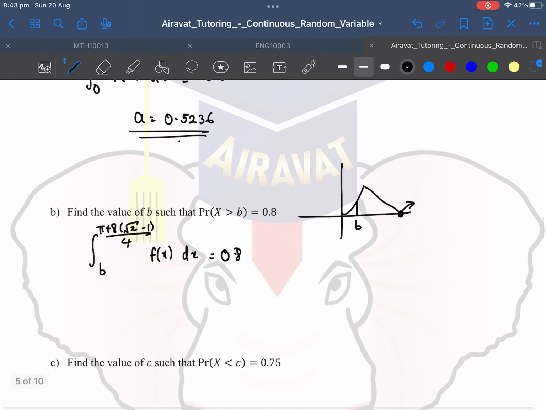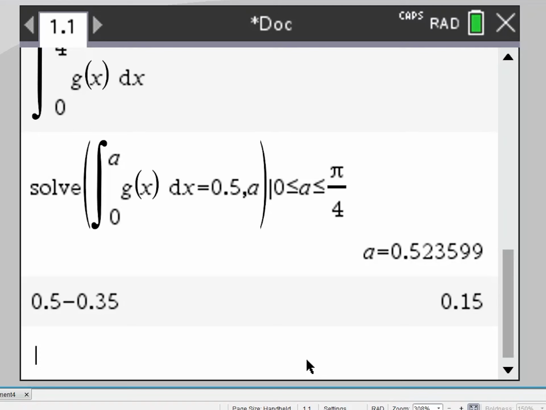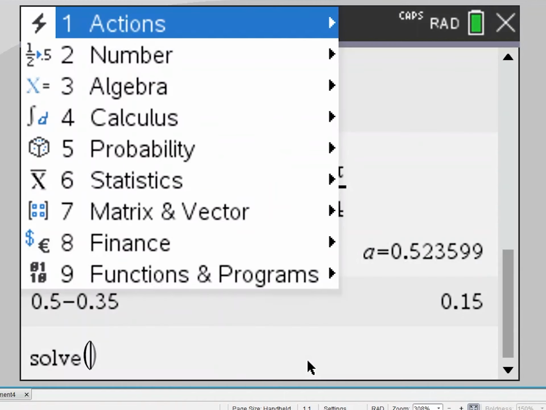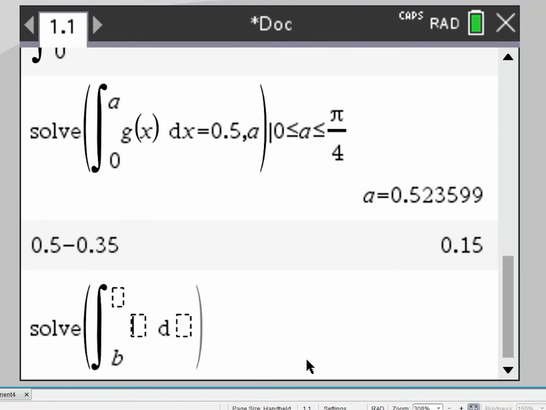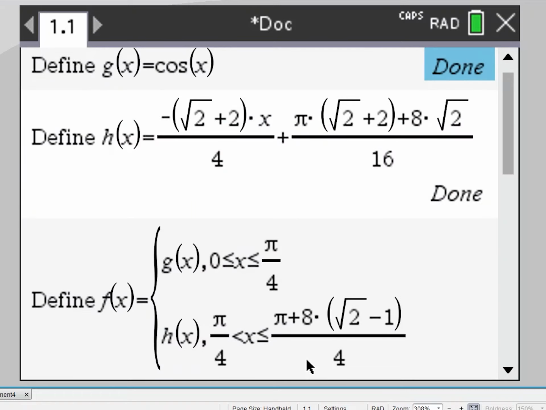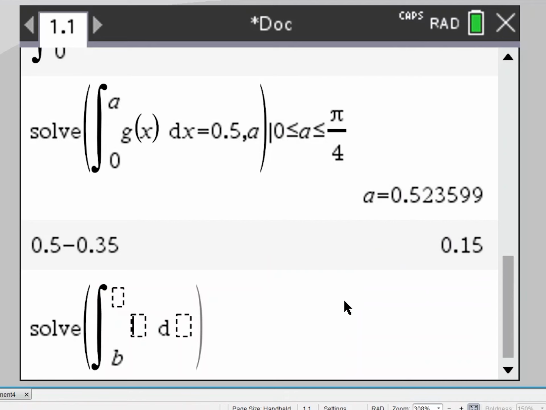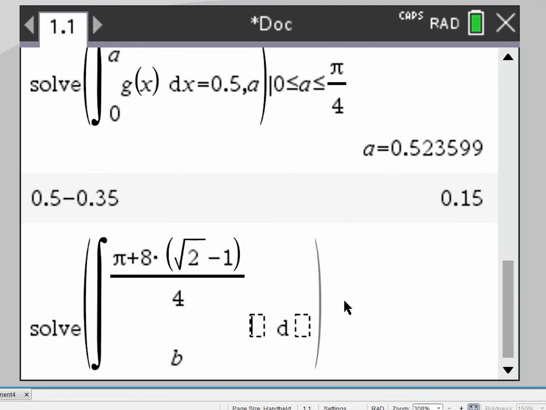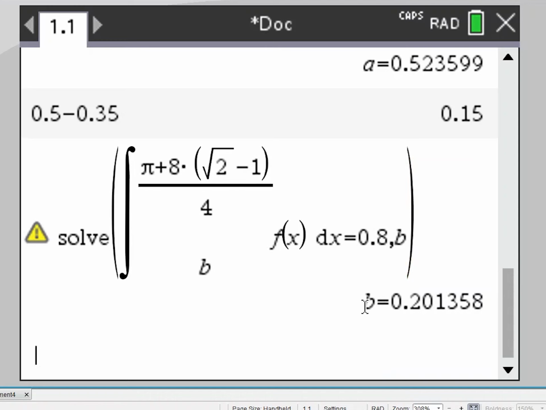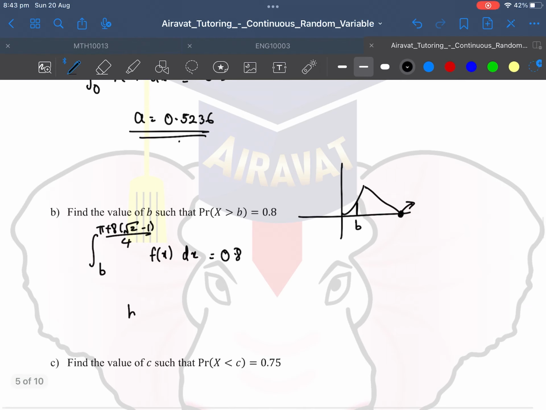So again, let's do this on CAS. Alright, so let's now find the value of b. We already have our integral set up. So menu 3 1, menu 4 3. Now our lower terminal is going to be b this time. The upper terminal is going to be the maximum value of the domain, so it's just going to be the massive surd that we have over here. So I'm just going to copy and paste this, Control C, Control V, and now f of x dx equals 0.8 comma b. Press Control Enter, and yeah, there you go. That's how you find the value of b. So our CAS gave us b equals 0.2014.